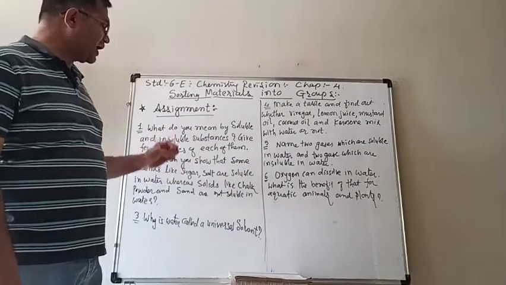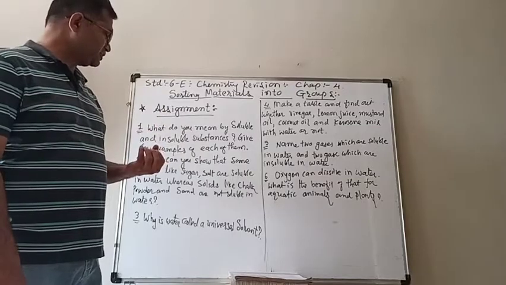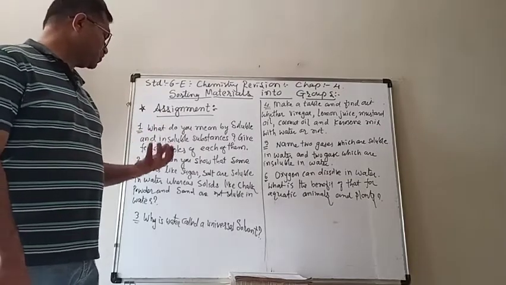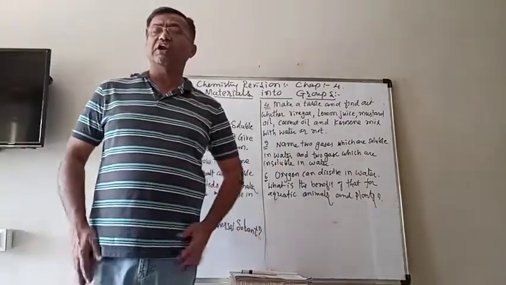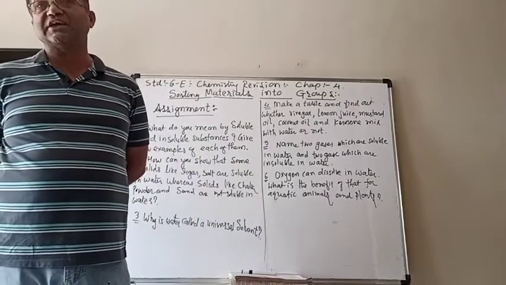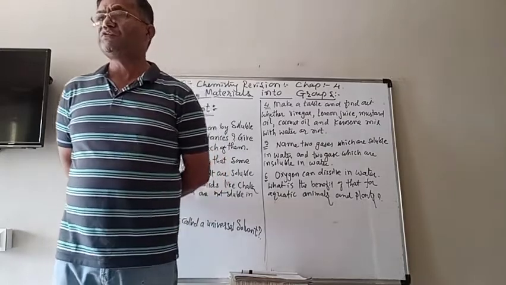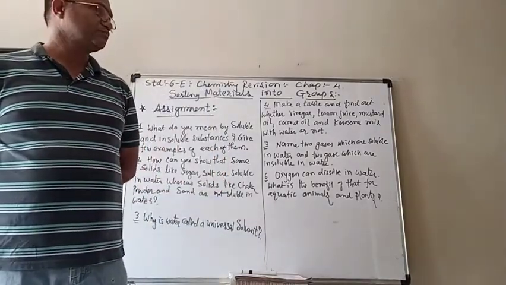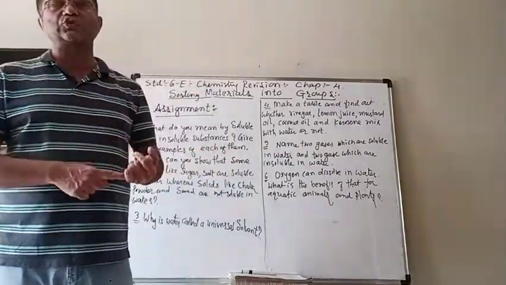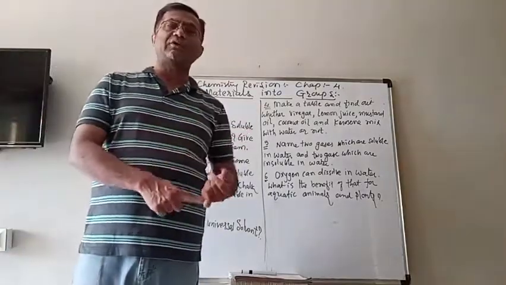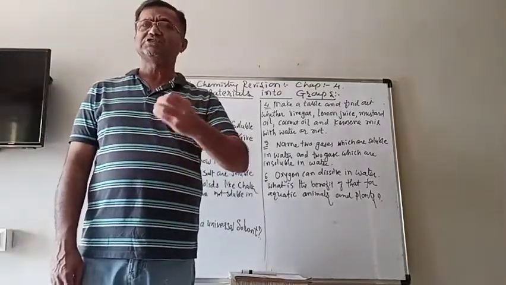The second question says: how can you show that some solids like sugar and salt are soluble in water, whereas solids like chalk powder and sand are not soluble in water? For this activity, we have to take some glass beakers and fill water in them. We have to take different types of materials. We have to collect some sugar, salt, chalk powder, and sand, or you can take any other solid objects also.